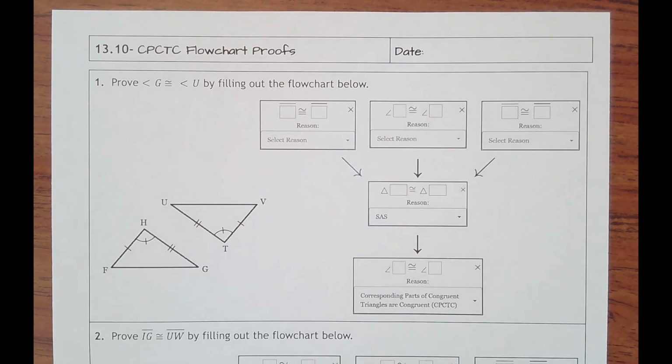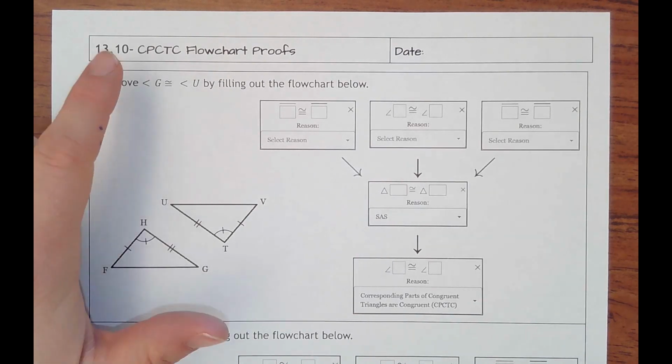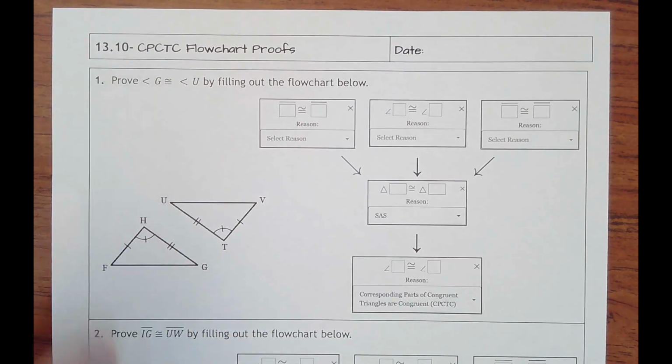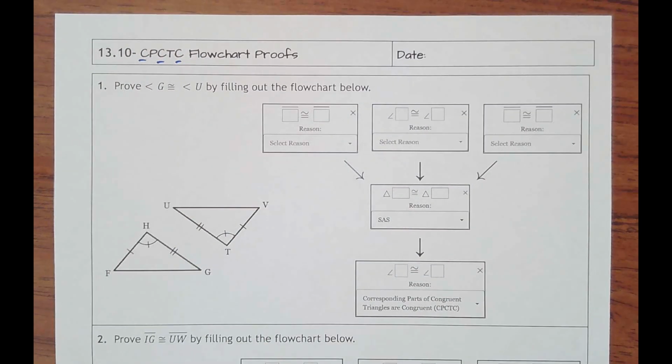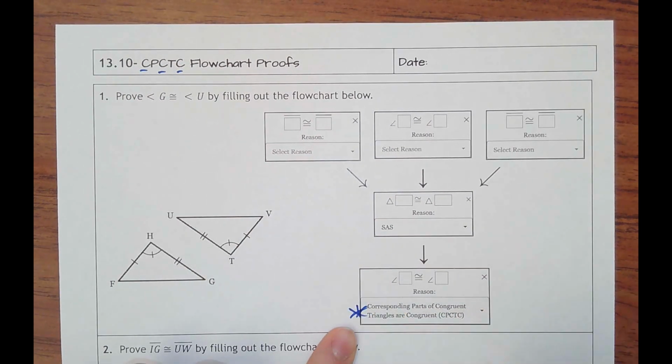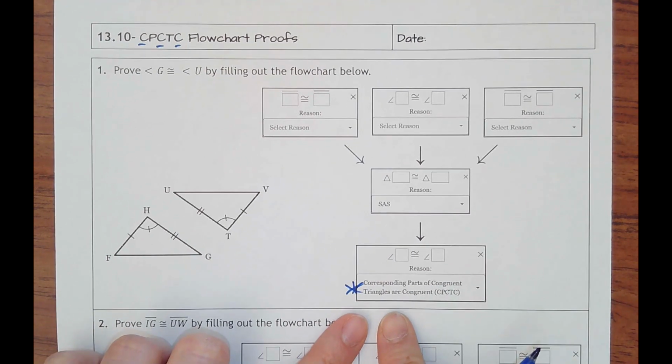Lesson 13.10 is called CPCTC flowchart proofs. Say that 10 times fast. CPCTC. Every other letter is a C. That is an acronym for this. I'm not going to write it again because it's right here. It stands for corresponding parts of congruent triangles are congruent.